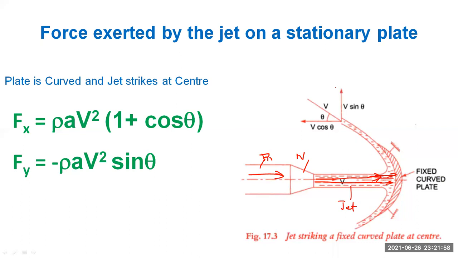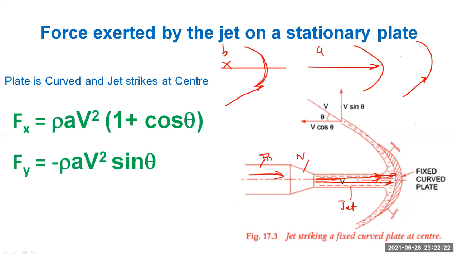As you see here, in the first case the jet comes exactly at the center and strikes the plate. Similarly, you have the second case, when the jet strikes tangential to the curved plate and the plate is symmetrical about the x-axis. This is A, this is B, and the third case is when it strikes tangentially and the plate is unsymmetrical. This one is symmetrical and this is direct. These are the three cases available for the curved plate.